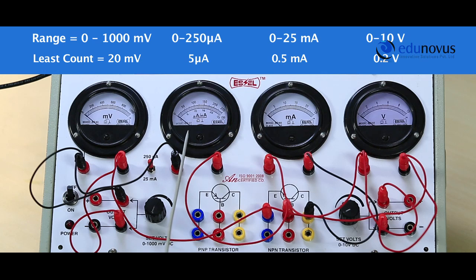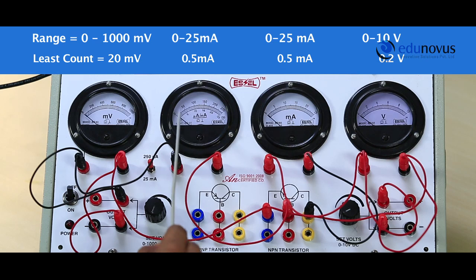The range of this ammeter here is 250 microamperes, since right now the toggle switch is set at 250 microamperes. The least count in this setting is 50 microamperes divided by 10 divisions, which is 5 microamperes. If I set the toggle switch to 25 milliamperes, the range of this ammeter will be 0 to 25 milliamperes and its least count then would be 5 milliamperes divided by 10 divisions, which is 0.5 milliamperes.